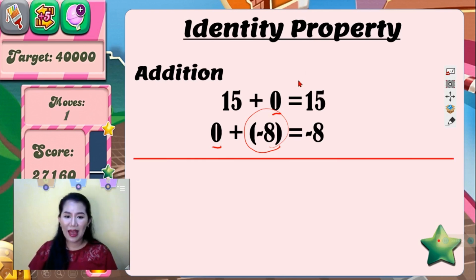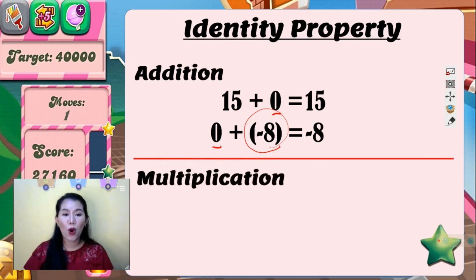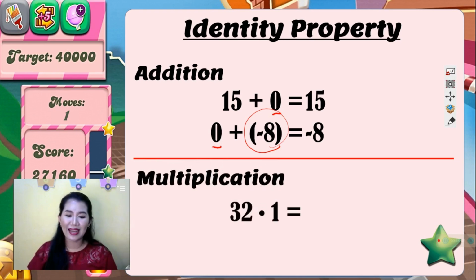Okay, and then we have the identity property for multiplication. Okay, ano naman ang identity number natin dito? Ang identity number natin for multiplication is the 1. Ano man ang number na i-multiply mo sa 1, ang sagot ay yung number pa rin na yun. Okay, so like 32 times 1, the answer is 32.